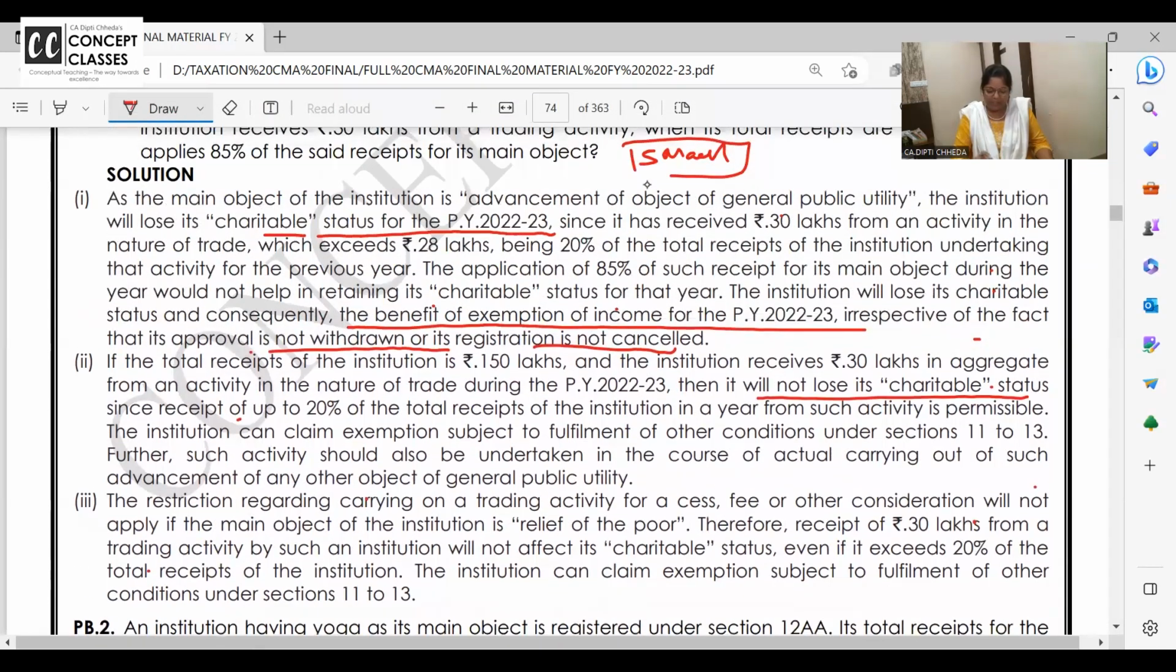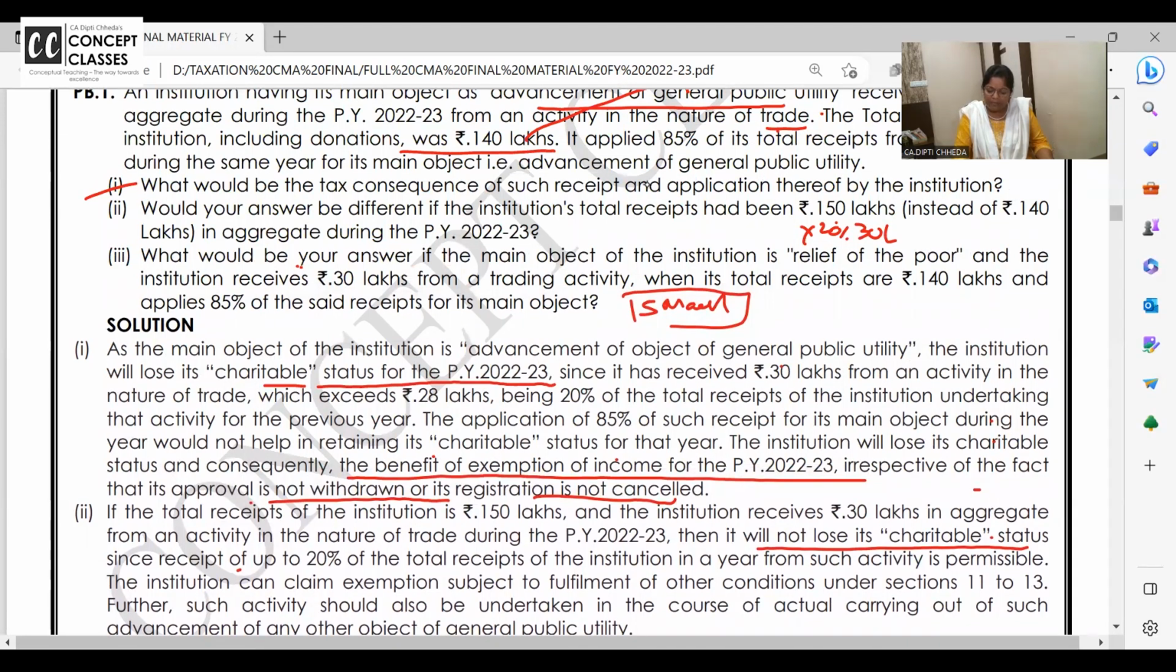Sorry, I'm reading the next one. Second wala to clear hai na? What would be the answer if the main object is relief of the poor?